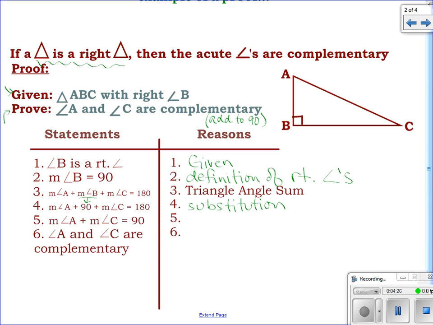Now, step 5 right here, from 4 to 5, they kind of did 2 steps in one. Well, no, sorry, I'm talking about 5. I'm thinking about the proof coming up. Erase what I just said. What happened from 4 to 5? They subtracted 90 on both sides. Can you see that? Okay, so that's subtraction. Let's look at from 5 to 6. 5 says A plus C equals 90. 6 says A and C are complementary.